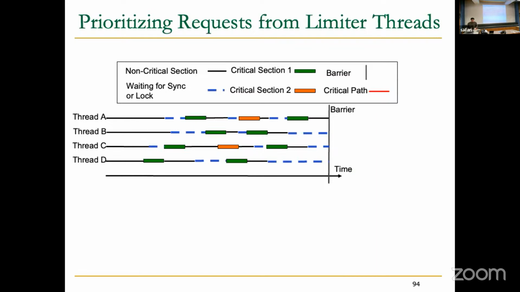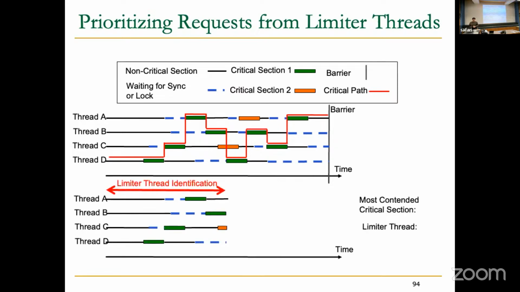And this is a pictorial description of the technique. So we have 4 threads executing 2 critical sections and synchronizing on a barrier here on the right-hand side of the diagram. Now, if you look at the critical path, you'll see that it's this. If you could reduce the execution of any critical section on this critical path, you improve system performance. So how do you do that?